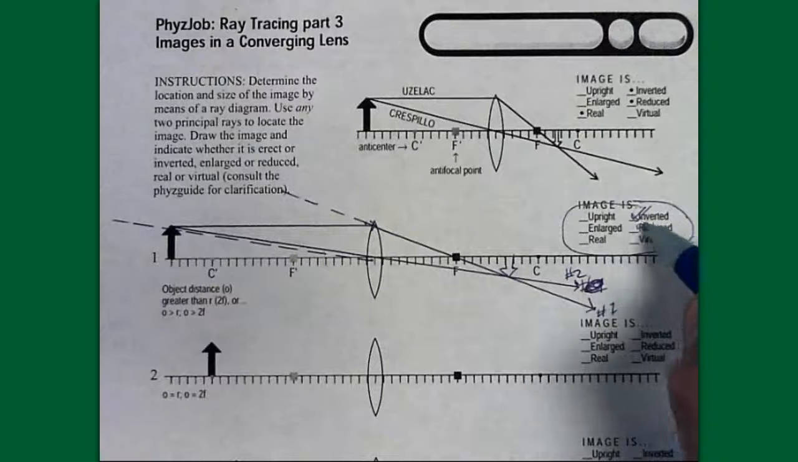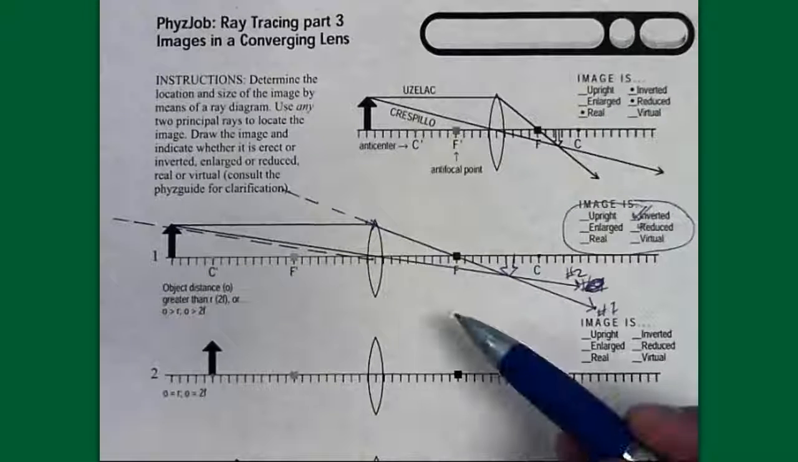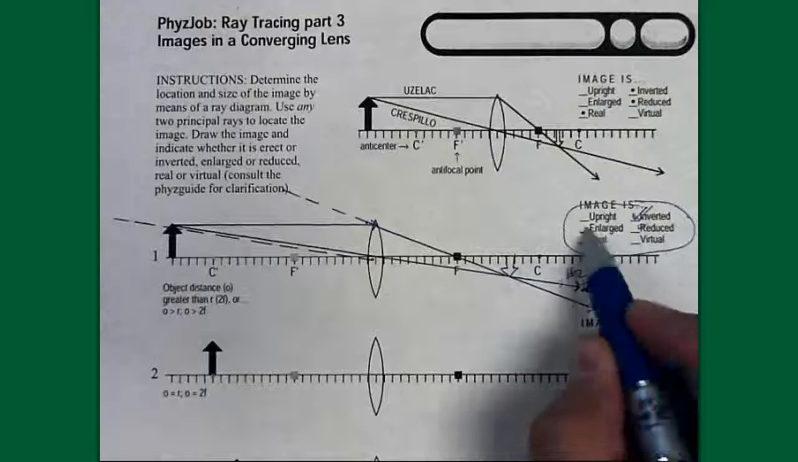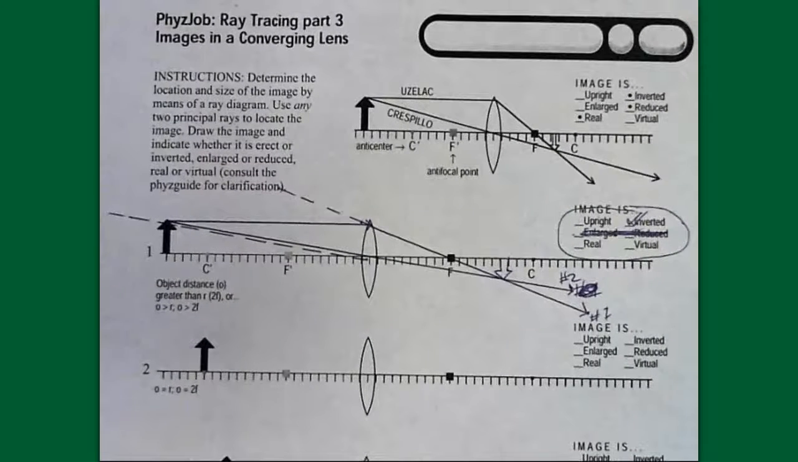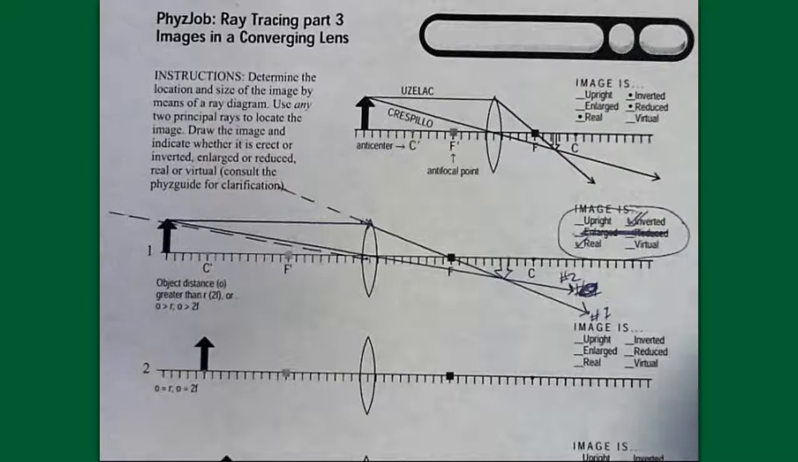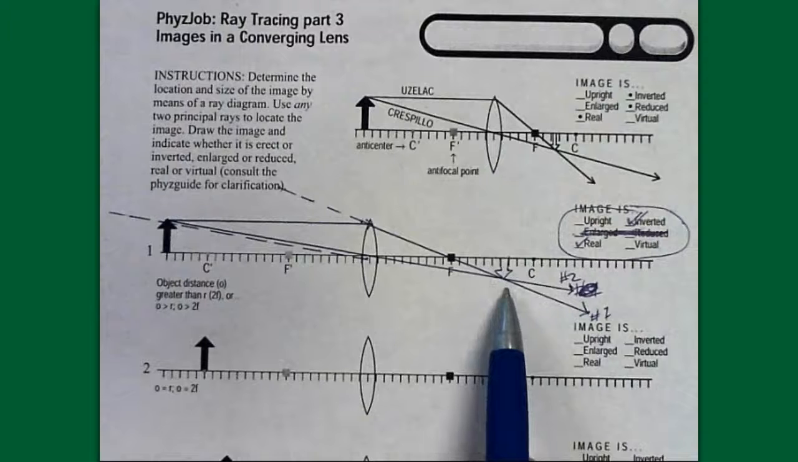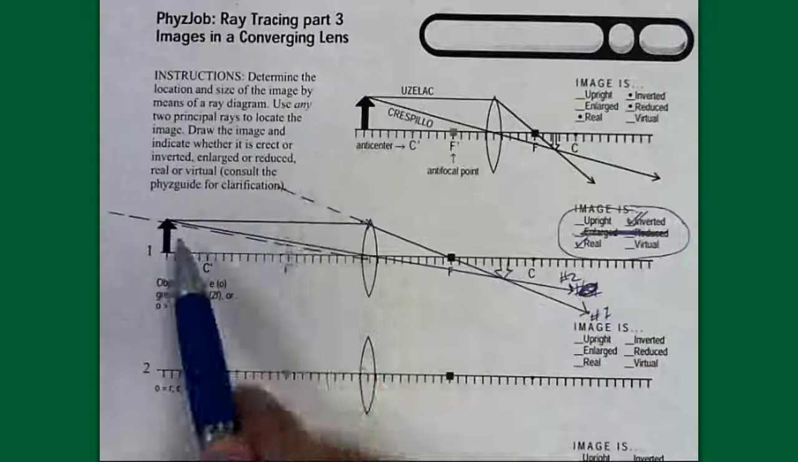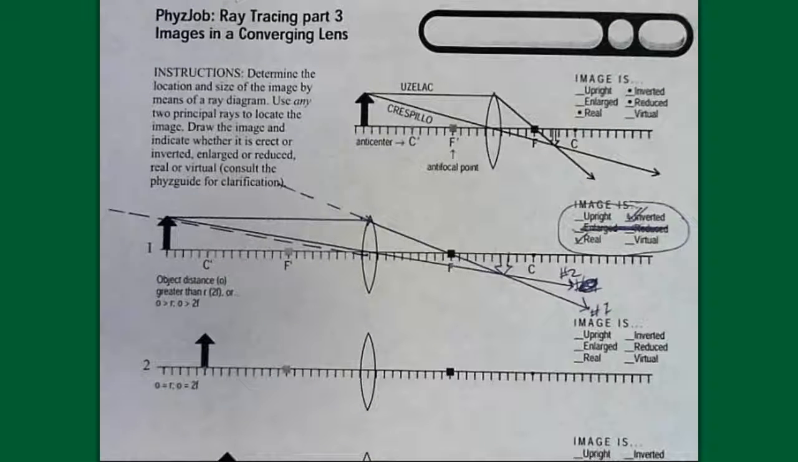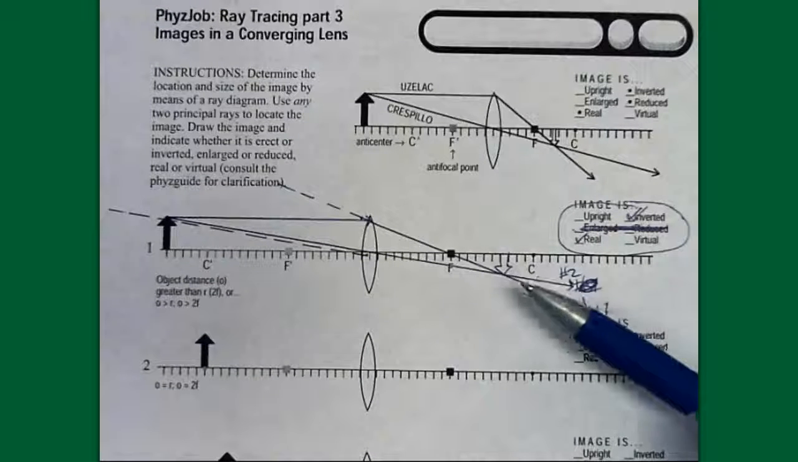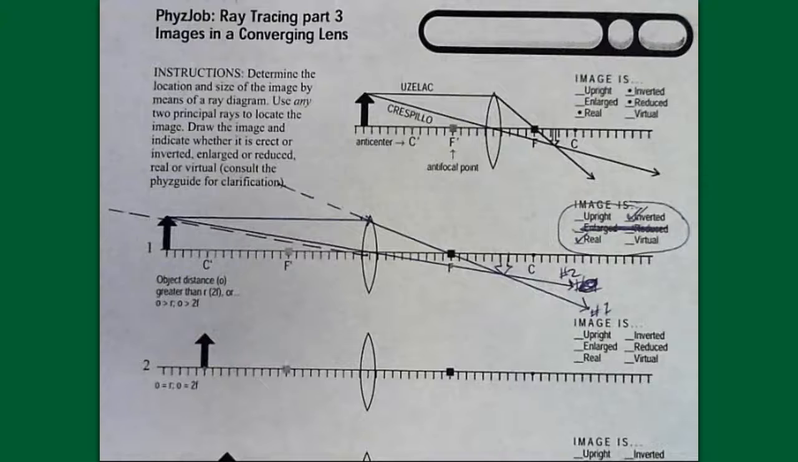This image really looks like it's going to be reduced, but for this side only, for the part 3 side, I don't care about these questions, enlarged, reduced. But I do care about real or virtual. You should be able to tell that this is a real image because it is formed by real rays as opposed to virtual rays, which are back here on the same side of the lens as the object, and they do not cross. It's the real rays that cross and form the image.